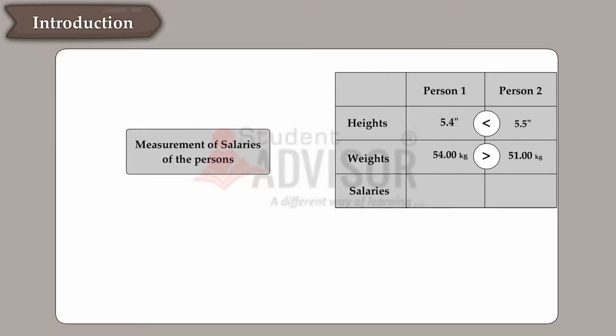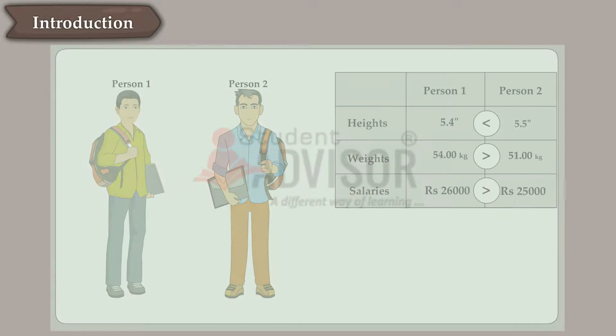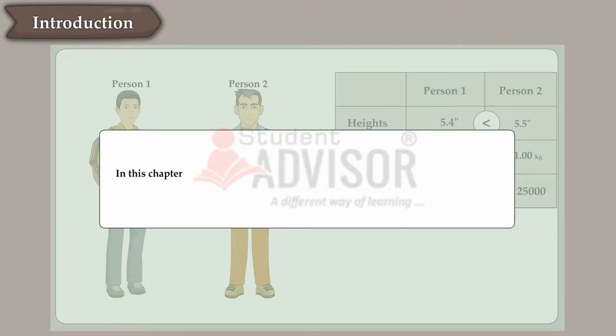Measurement of salaries of the persons. Person 1, 26,000 rupees. Person 2, 25,000 rupees. 26,000 rupees is greater than 25,000 rupees. In this chapter, we will discuss some more problems on the ratio, proportion, and unitary method.